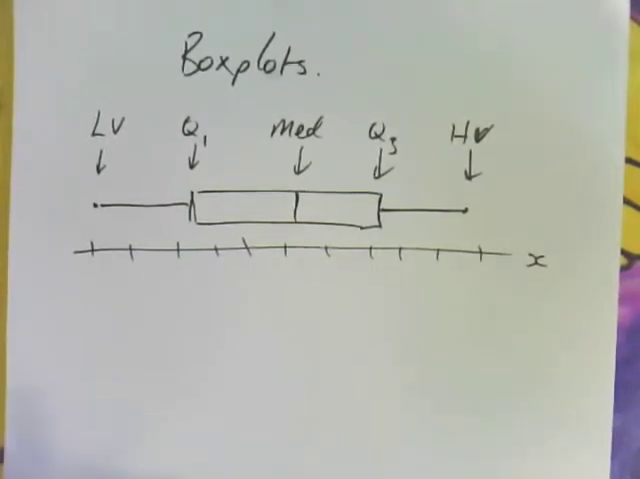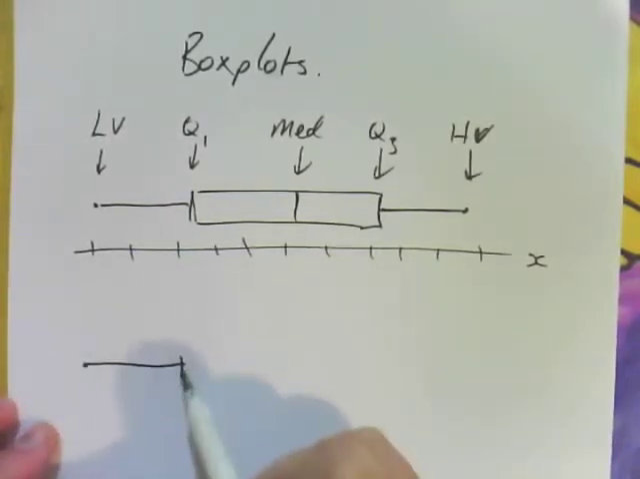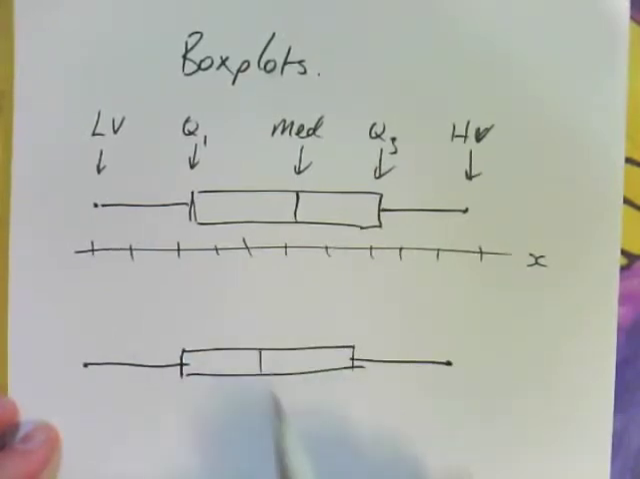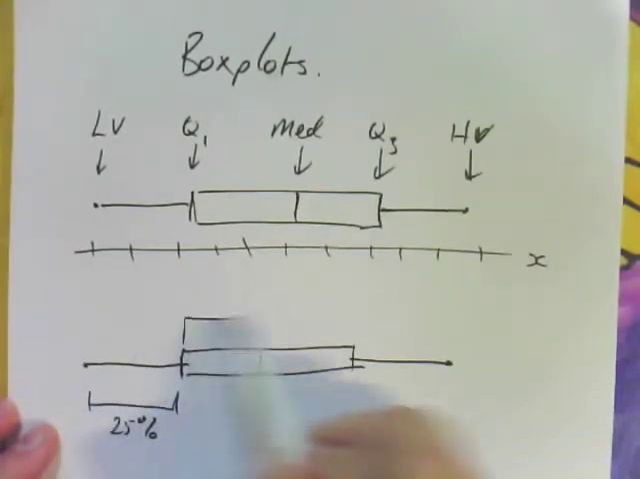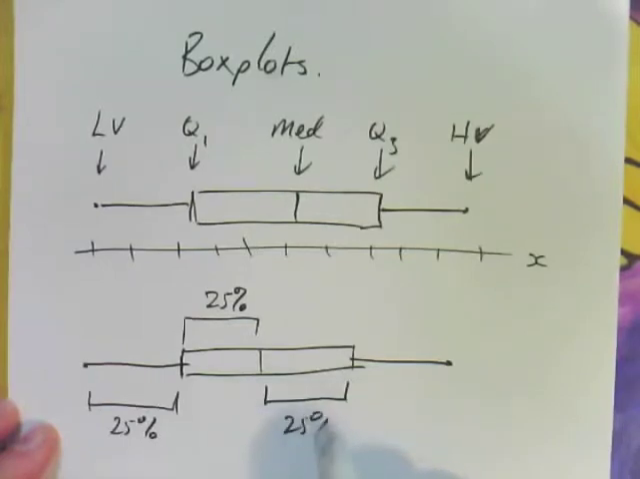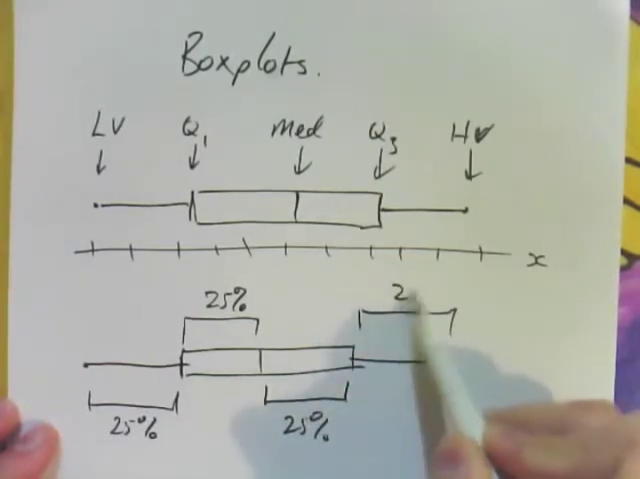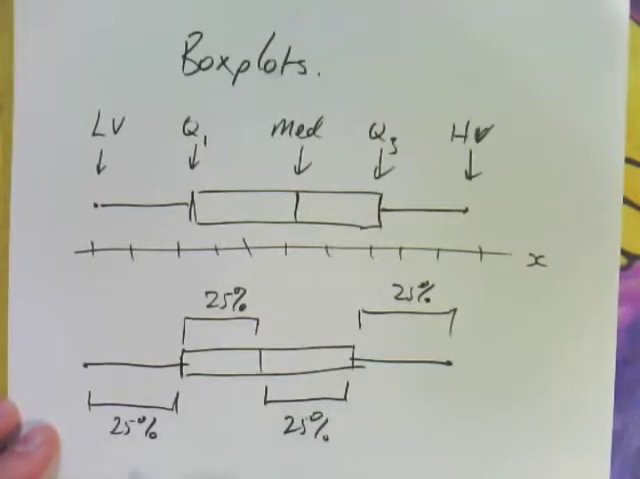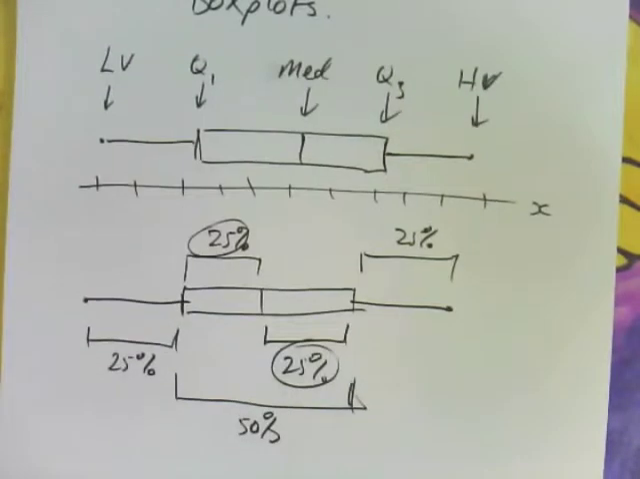But the important thing I want to talk about is that when you're dealing with box plots, each section is worth 25% of your data. Okay, so each section is worth 25% of our data. The middle, the box part, is worth 50%, 25 plus 25. So that's the most important thing for you to remember with box plots.